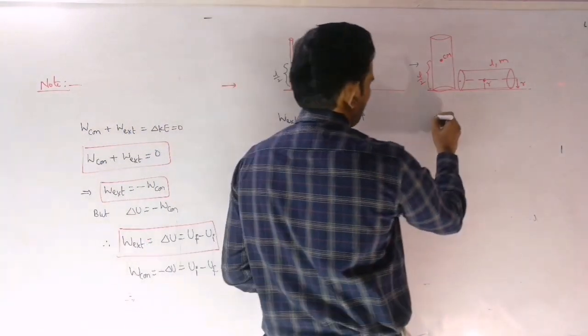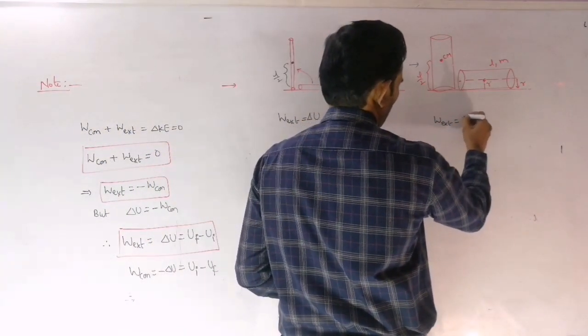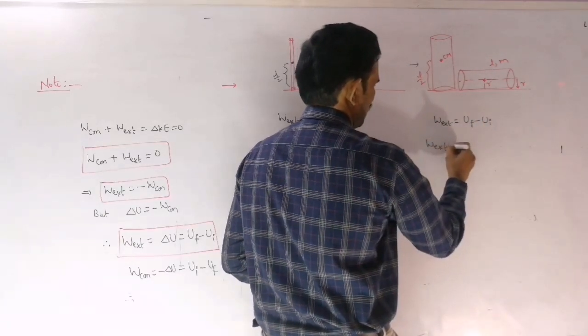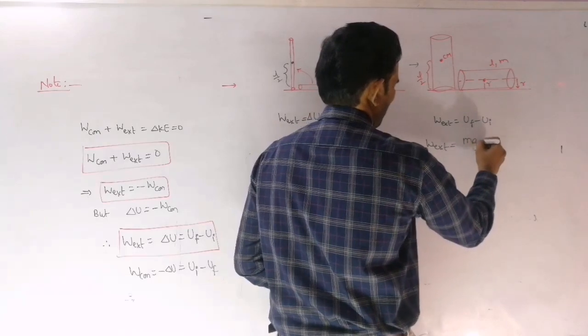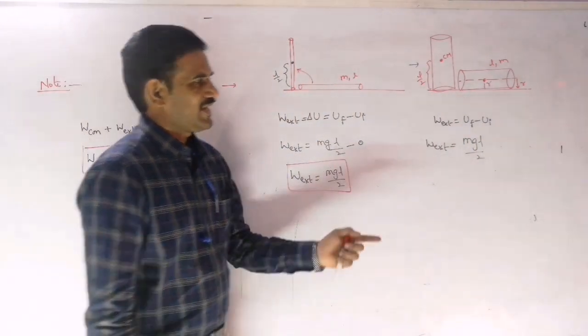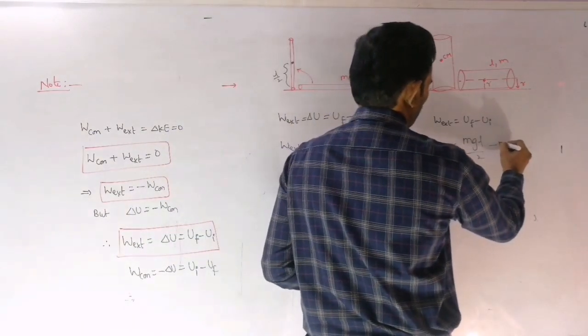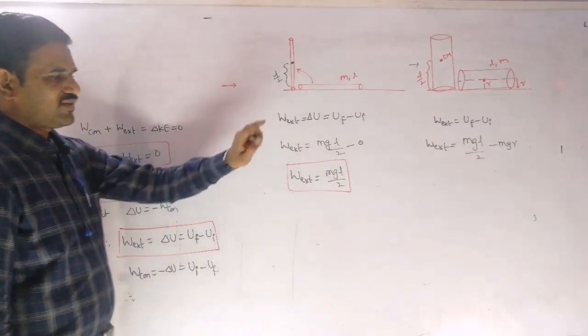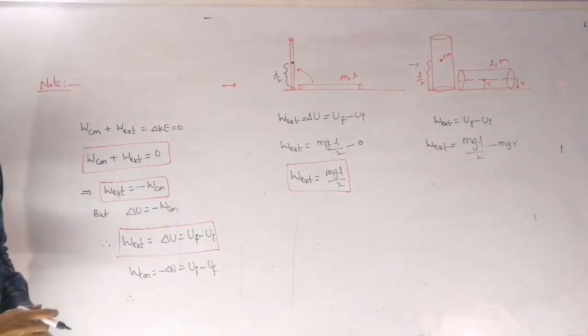The work done in this case will be final potential energy minus initial potential energy. The final potential energy is mg L by 2, the height of the center. The initial potential energy is not 0 here; it is mg r, and we need to consider that. So that is the difference when the radius is given and when it is not given.